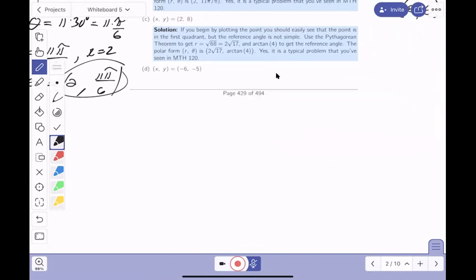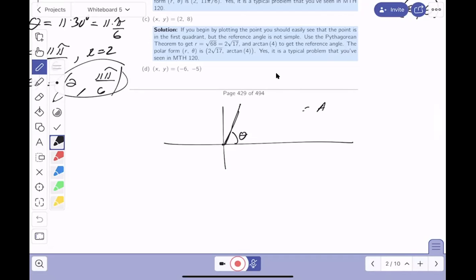All right, letter C now. I'll put this down for you. That's going to be 2, 8, and 2, 8 is probably about here somewhere. The problem with this is it's not a known reference triangle. When you took Math 120, the known references were 30, 60, or 45. So now we've got something that's a little bit different over here. So I have to use the arctangent function.